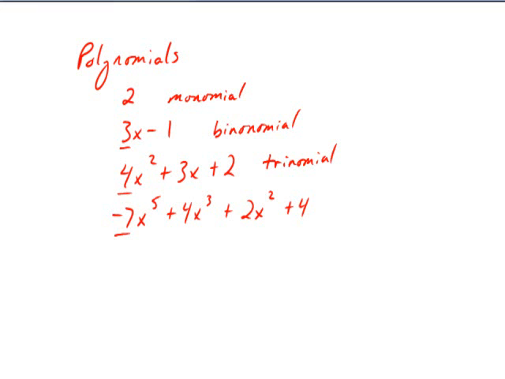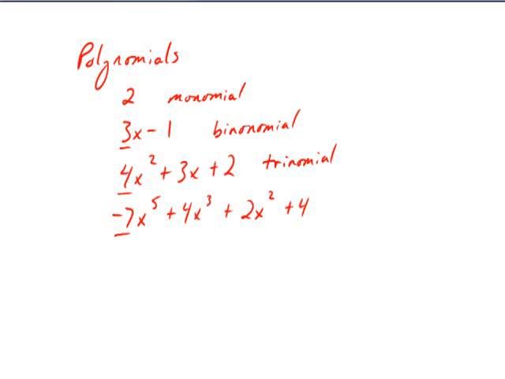We could look at every term within a polynomial and determine the degree from the exponent on the variable. For example, in this last polynomial, the degree of negative 7x to the 5th is 5 because of the exponent of 5. The second term, 4x cubed, has a degree of 3. 2x squared has a degree of 2. And 4 has a degree of 0 because, again, we could write that as 4 times x to the 0 power.